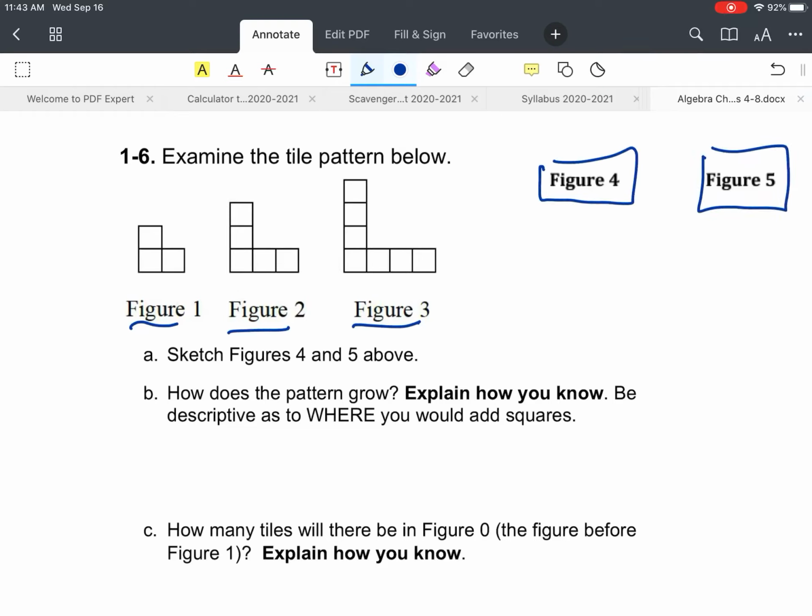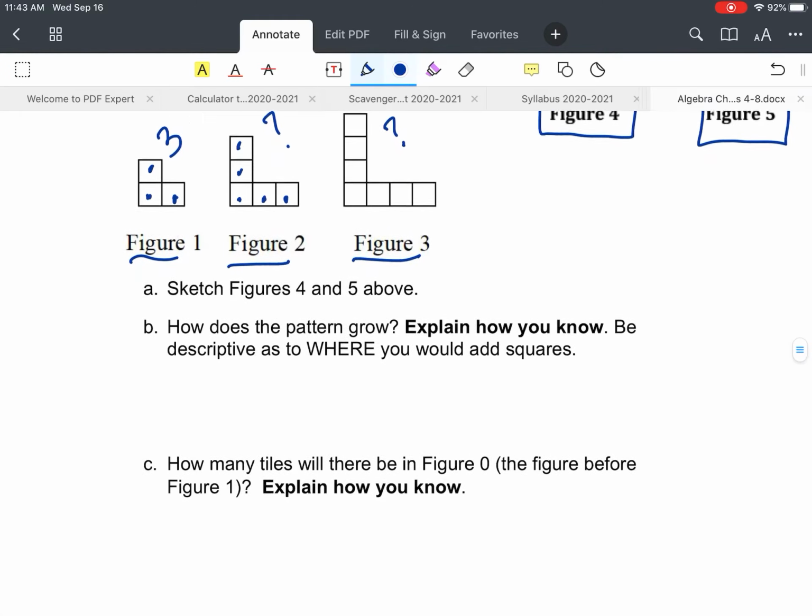So what would the next figure look like? Count the number of tiles that you see and decide how each figure is growing. So I see that I have 3 here, and then however many I have here, I'll write that number, and then however many I have here. And then that will determine how many tiles you will have in figure 4 and how many tiles you will have in figure 5. So all you have to do is write that down, do a drawing of each figure.